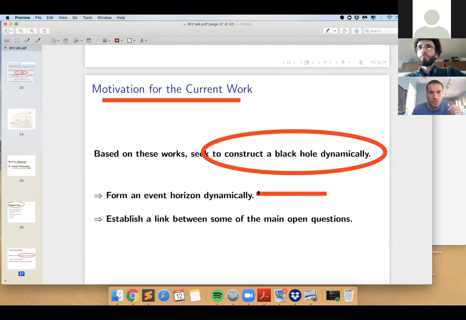Why is that interesting? Well, in particular, we'll be able to see the formation of event horizons dynamically. Now, you might say, don't we know event horizons exist? No, absolutely not. We do not, unless these are properties of exact solutions like Schwarzschild or Kerr. We have no idea if these things are real, if they actually exist. So you want to actually show dynamically if such a thing could actually form.